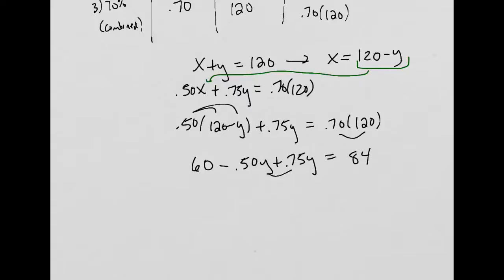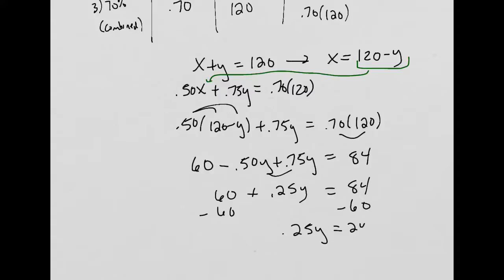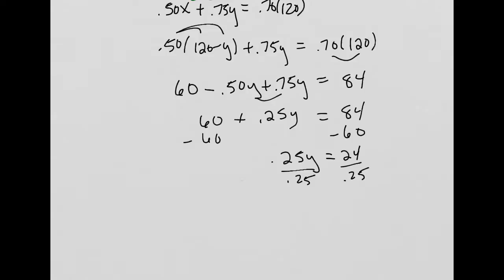So negative 0.50y plus 0.75y is 0.25y, and then plus 60 equals 84. Subtract 60 from both sides, and that gives us 0.25y equals 24. Divide by 0.25 on both sides, and that gives us y equals 96.